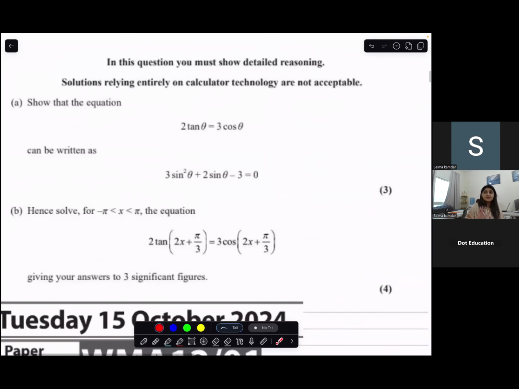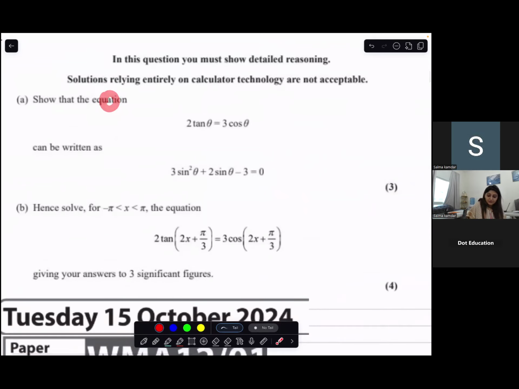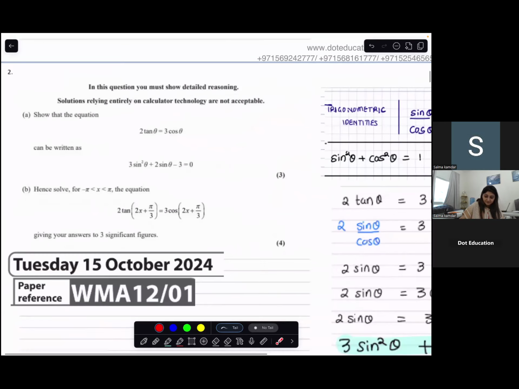Most of the sums in trigonometry are going to be something like this. You have the equation 2 tan theta is equal to 3 cos theta. You want to show that this equation can be written in this form. Are you with me? If you want to show that, you take your entire equation into consideration, and when you open this equation, you should arrive at this equation. I hope you're with me.